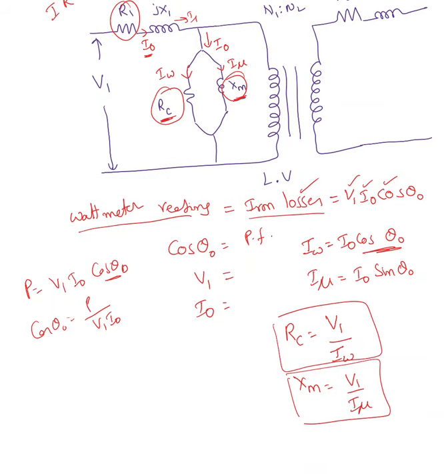This is one way. Another way is, since it is a parallel combination, by the way, I'm assuming this value is negligible. That is the reason I'm not considering any voltage drop across that.